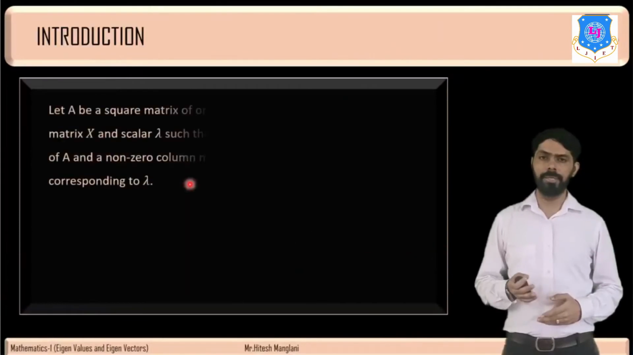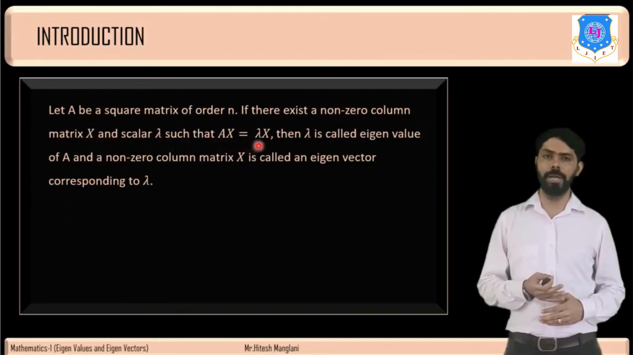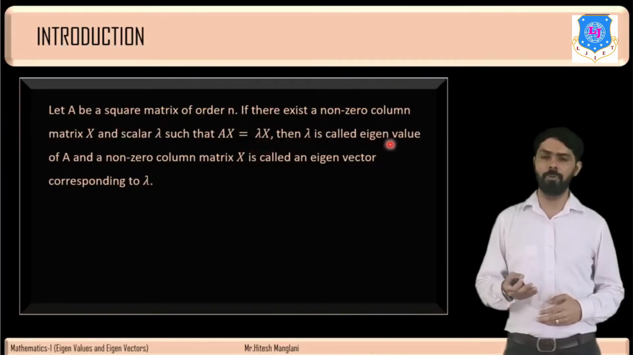Let A be a square matrix of order n, and if there exists a non-zero column matrix X and a scalar lambda such that A X is equal to lambda X, then lambda is called an eigenvalue of matrix A, and the non-zero column matrix X is called an eigenvector corresponding to lambda.